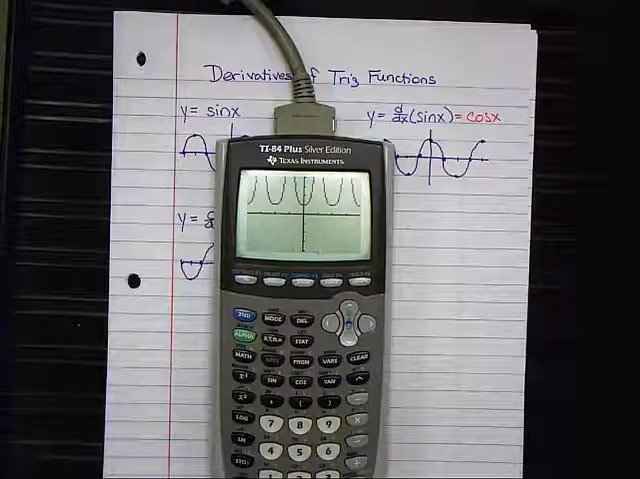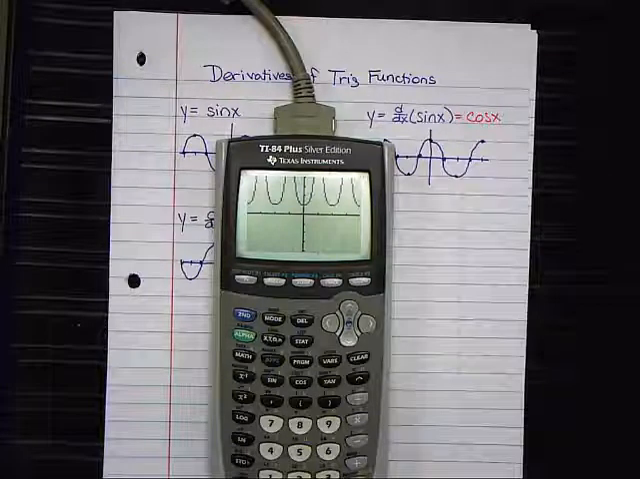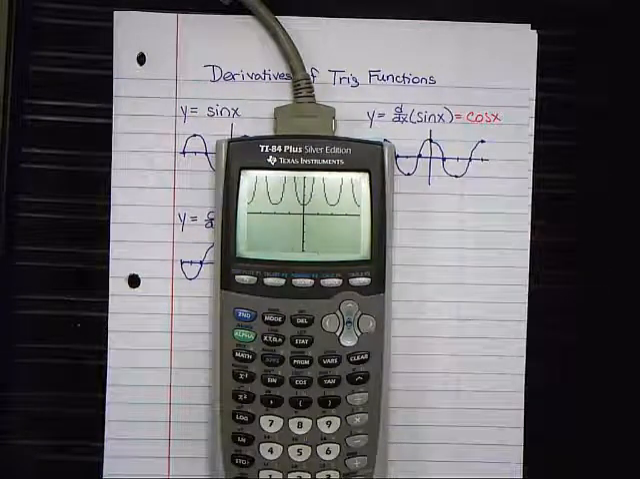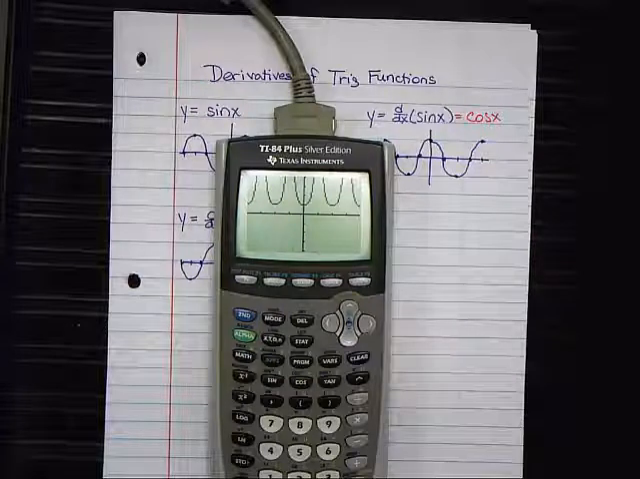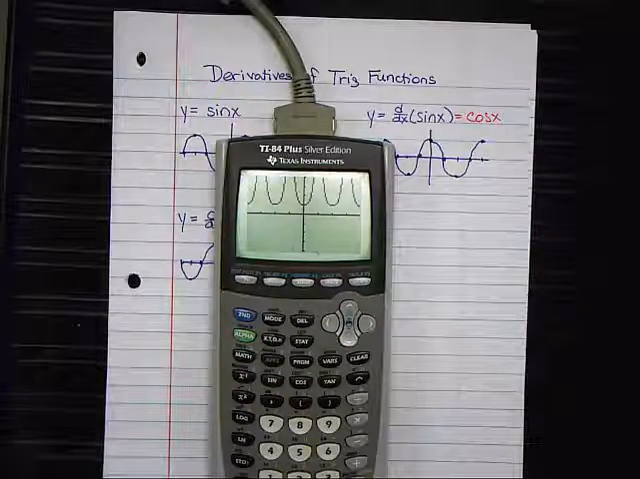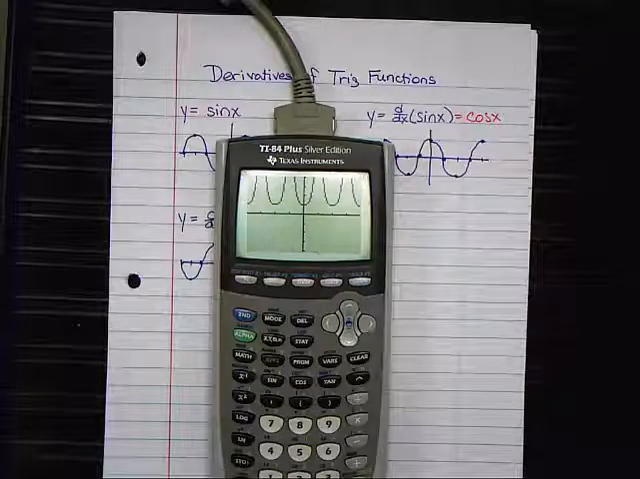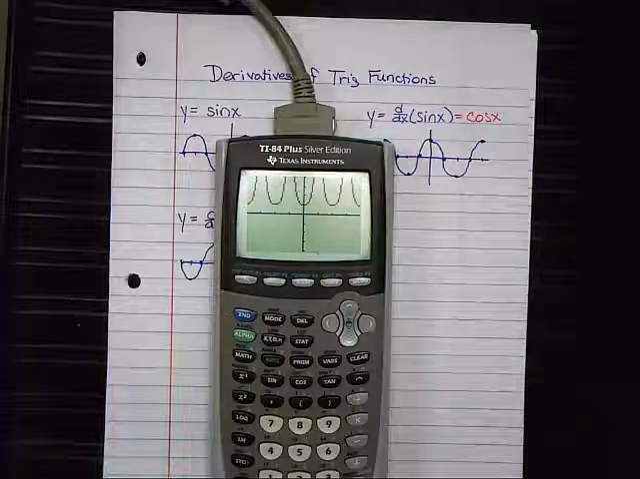Does that look like any trig graph you've seen before? Yours is drawing asymptotes in. There are asymptotes in there. That is not a standard trig graph. So we're going to have to do this another way.